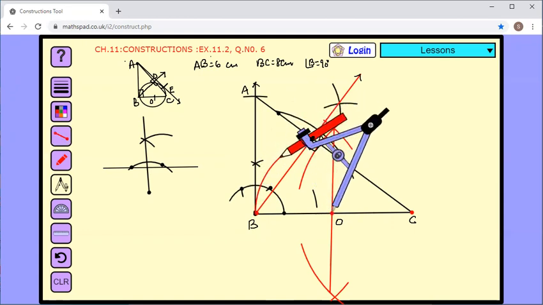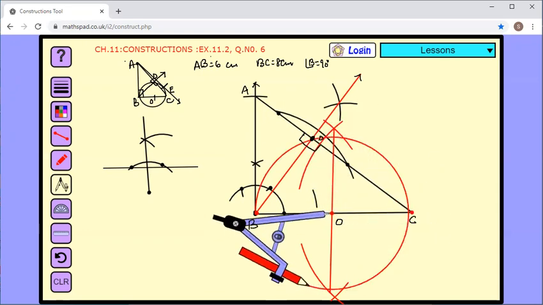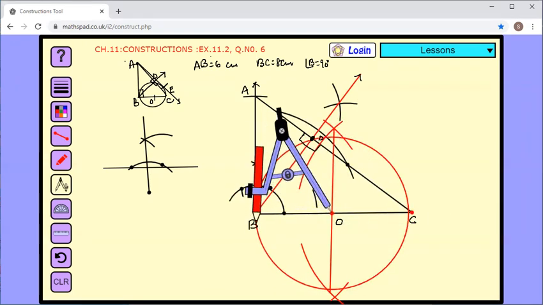So let's see how accurate we are in our construction. If we have opened our compass accurately, definitely your circle will pass through all these 3 points. It is slightly away from C. That shows that our compass has somewhere gone wrong or I have not opened it correctly. That's why it is exactly not passing through C.